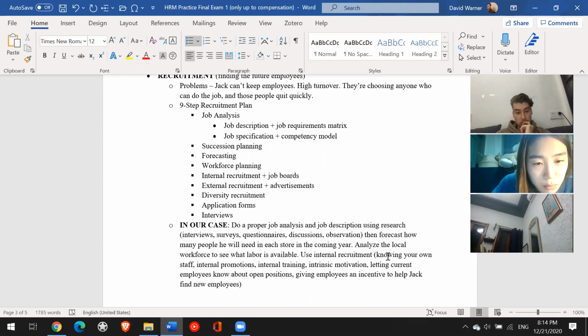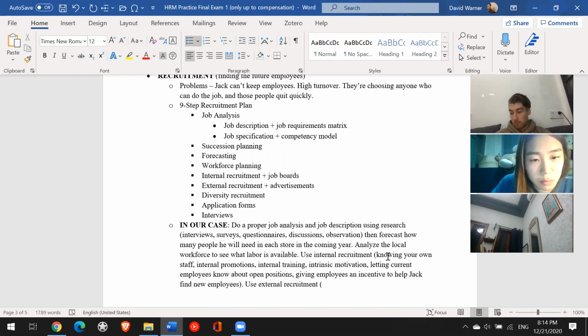You could give the employees a commission. Say, if you find a new employee for us, you get, you know, a $500 bonus or something. Jack's not doing anything, and that's just internal recruitment. Then use external recruitment.